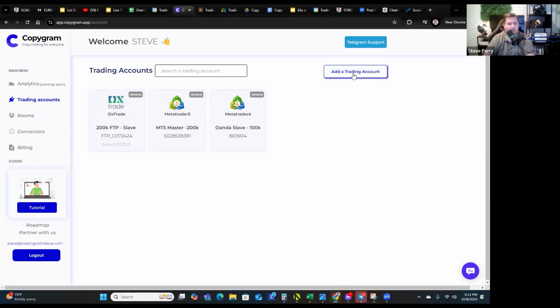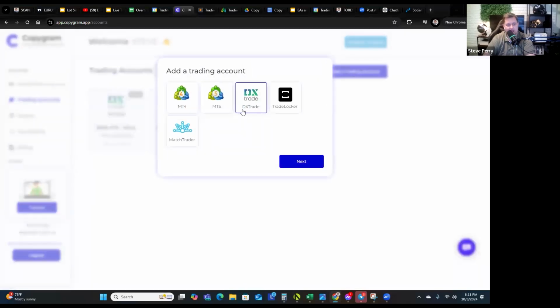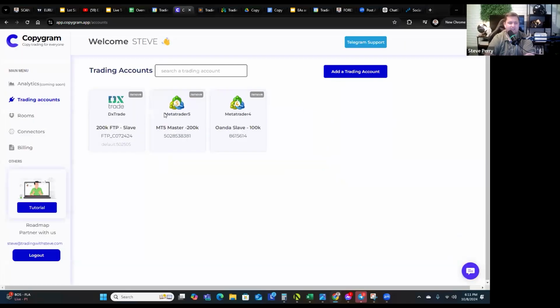So, you can add a trading account. It's pretty simple. You just click add trading account, and then you click what platform it's on: MT4, MT5, DX Trade, Trade Locker, and Match Trader, which is great because those are the major platforms that most people are trading with. Then you click next. It'll ask for your trading credentials, like your login and password. You also need to know the server your MT4, MT5, or your platform is on. So you'll have to connect that.